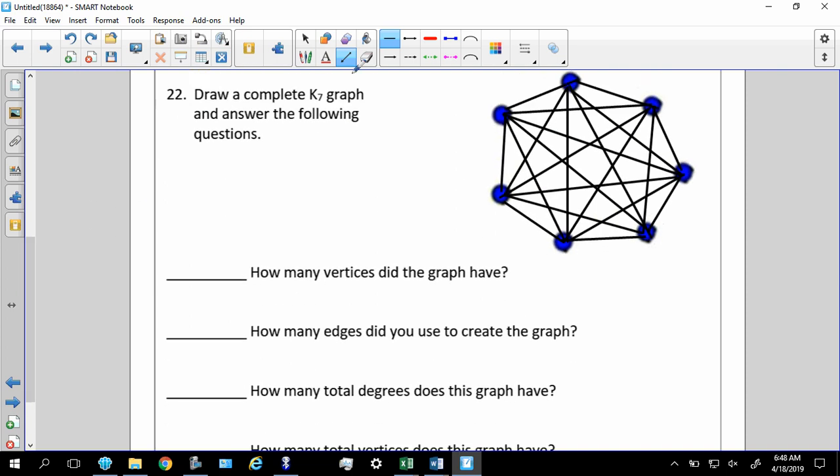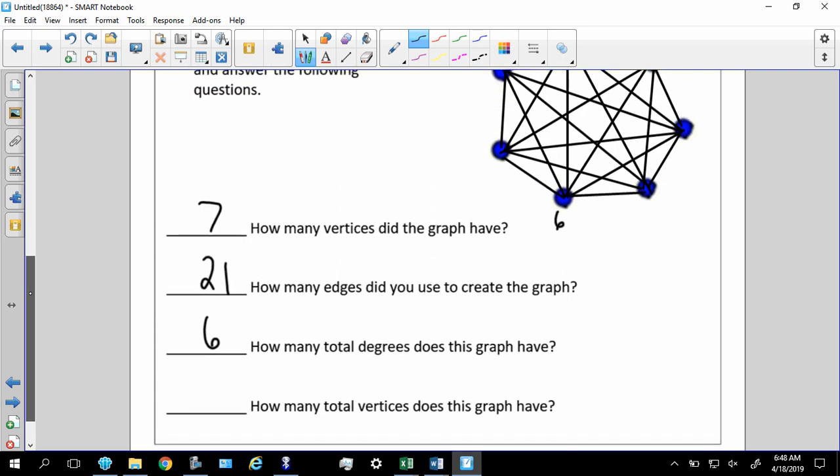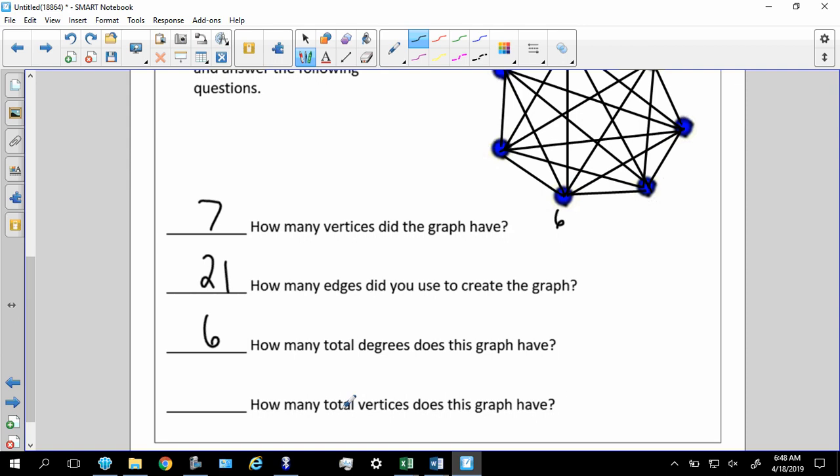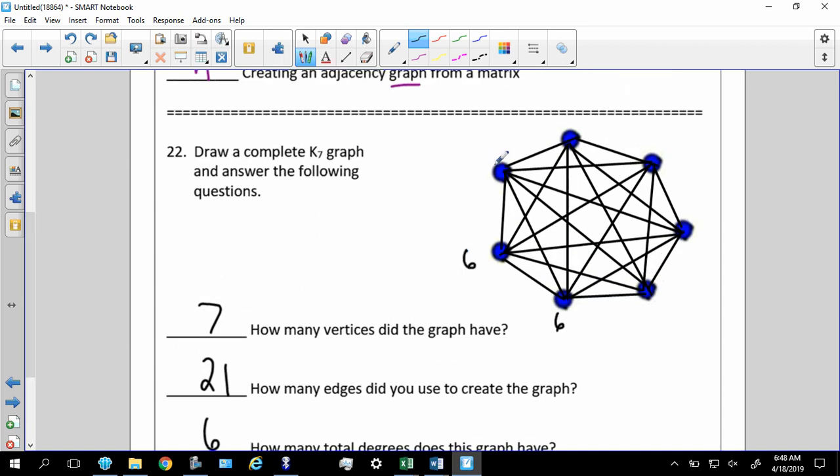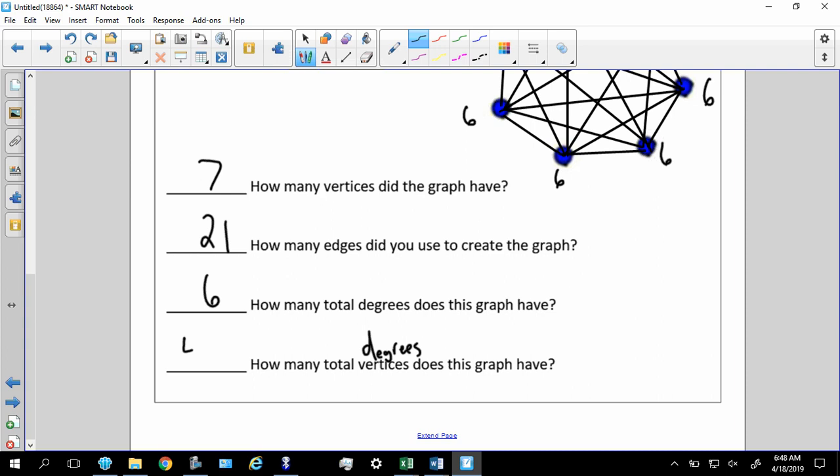All right, so how many vertices? Well, let's go and do 21. How many edges? I used 21. How many vertices did the graph have? 1, 2, 3, 4, 7 dots. How many degrees does each vertex have? Let's see, everybody's being touched 6 times. And so what is the total degrees? All right, so looking up at the graph, there's 7 vertices and everything has 6 degrees. So that is 7 times 6. I believe that's 42.